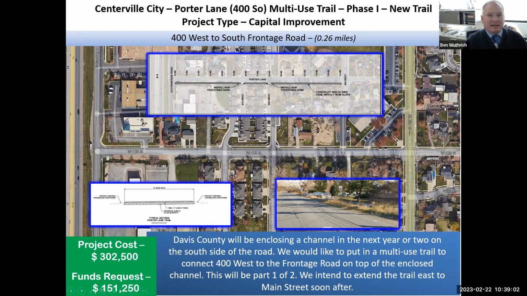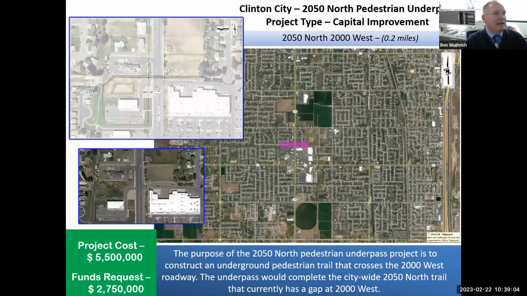The next project is a project in Clinton City. This is a pedestrian underpass at 2050 North and 2000 West. This project's estimated cost is $5.5 million, and the funds being requested is $2.7 million plus.